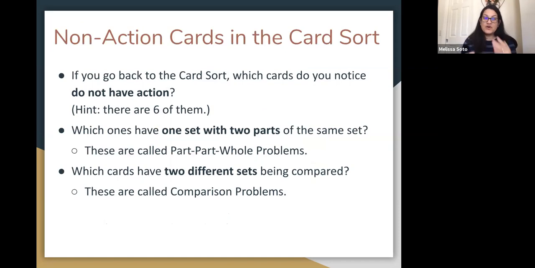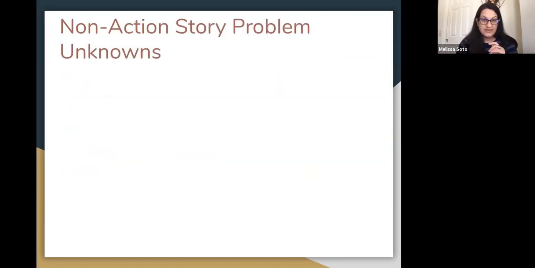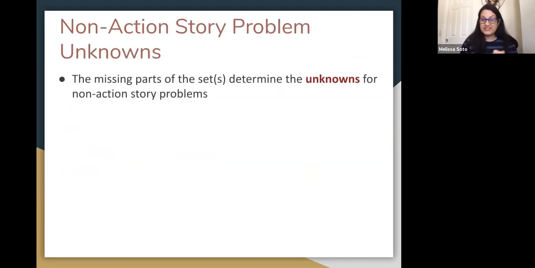If you go back to your card sort, you may notice that there are 6 of them that do not have action. Thinking about those, which one has one set with 2 parts and which one has 2 sets that are being compared? One set with 2 parts is our part, whole problems, and 2 different sets are our comparison problems. As with the action story problems, with the non-action story problems it's again which part is unknown.